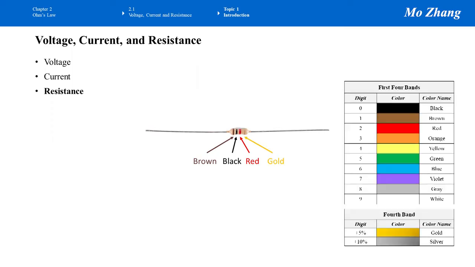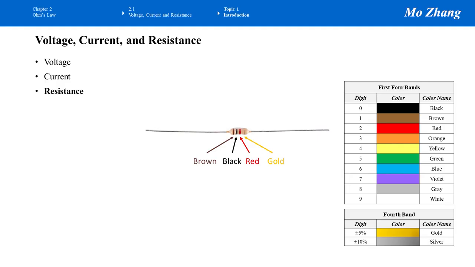Every color represents a number, and these numbers are shown in this table. For example, black means 0, brown means 1, red means 2, orange is 3, yellow is 4, green is 5, blue is 6, violet is 7, gray is 8, and white is 9. For the 4th color band, gold means plus and minus 5%, and silver means plus and minus 10%.